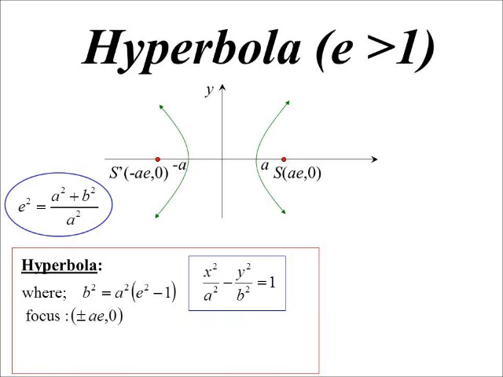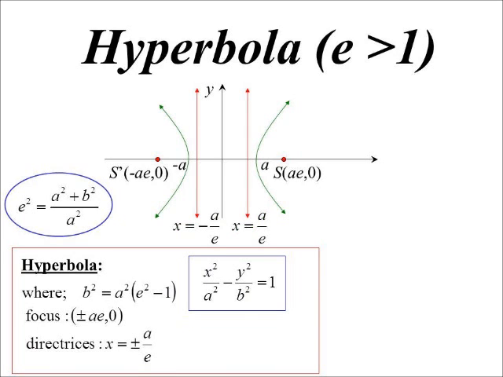Foci still turn out to be the same, (ae, 0). The directrices still turn out to be the same. The position, however, is different because of the size of the eccentricity. So whereas with the ellipse, the directrix was on the outside of the focus compared to the origin, with the hyperbola, it'll be on the inside.